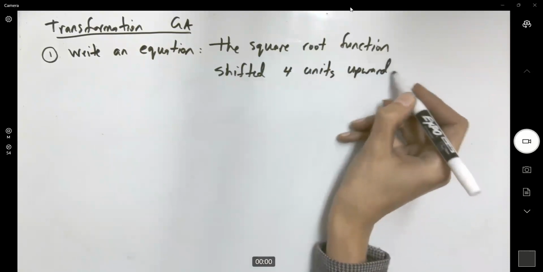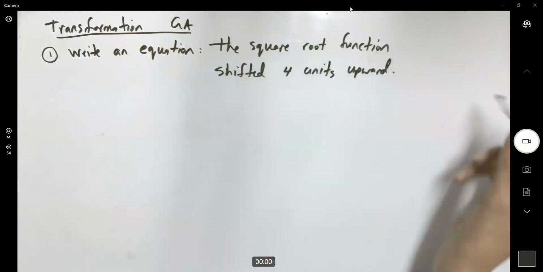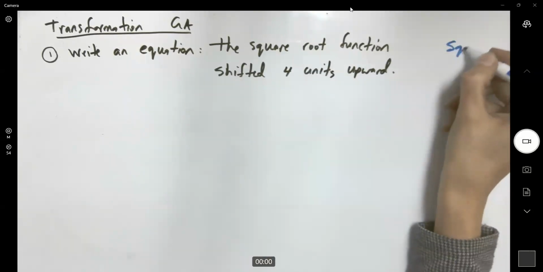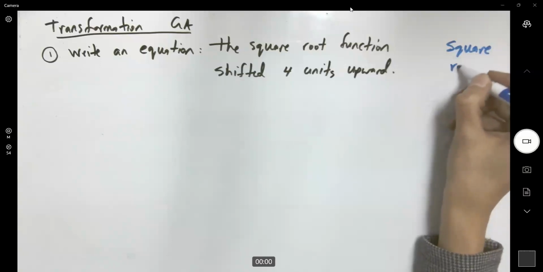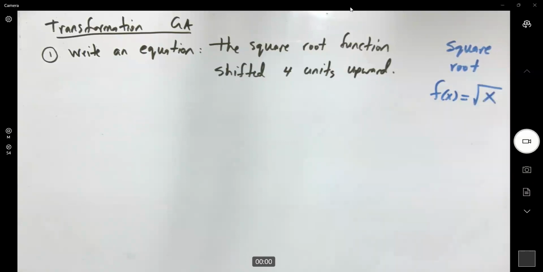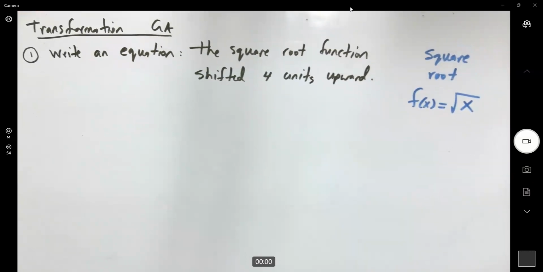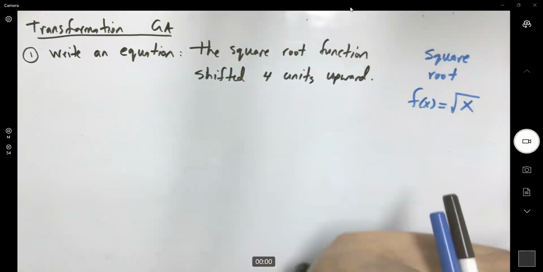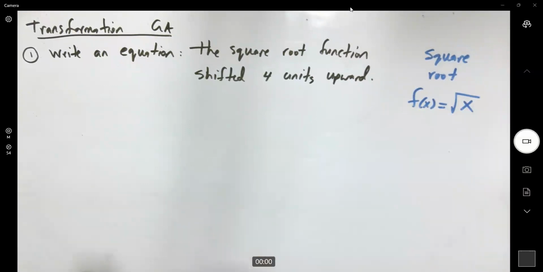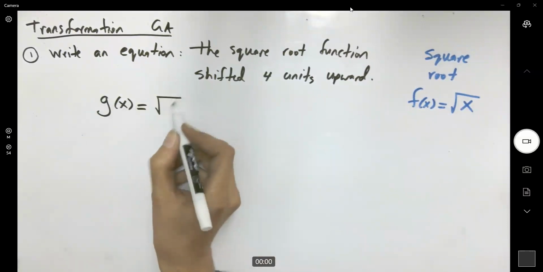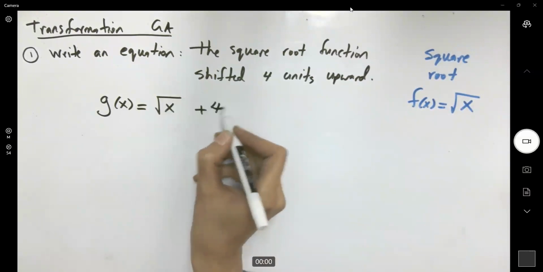Very good. So what is the square root function? The square root function is defined this way. Square root function: f of x equals square root of x. This is the definition of the square root function. So now the question says, you have the square root function, you're going to shift it 4 units upward. It means that your new function becomes g of x equals square root of x plus 4.